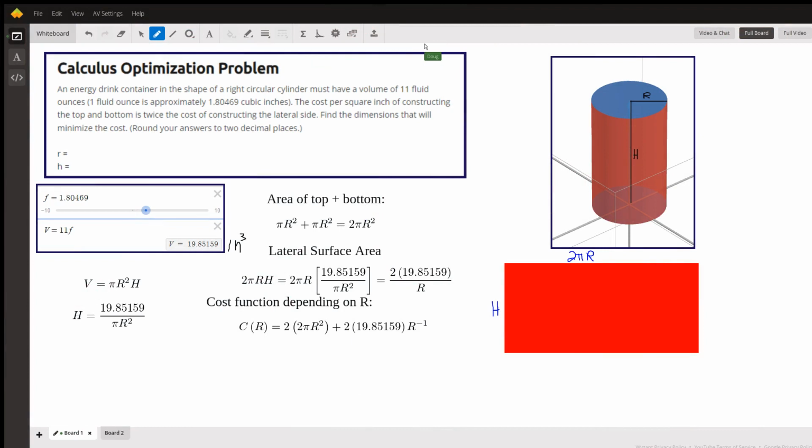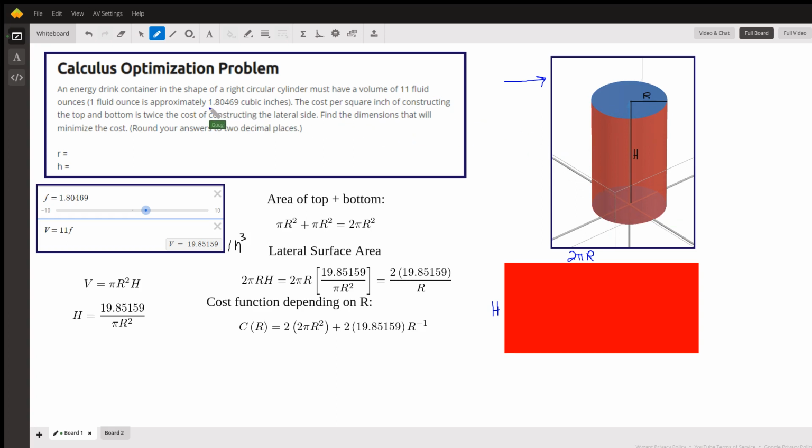Okay, this is a fairly long problem, so you're probably going to want to pause the video and take notes where appropriate. Over here we have a picture of the right circular cylindrical can. We've got a blue top. You can't quite see the blue bottom down here, but there is a top and a bottom.